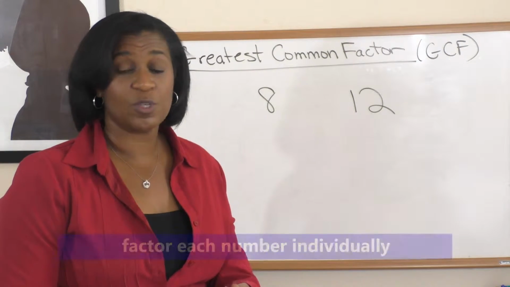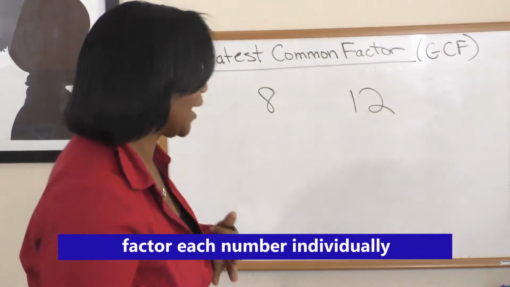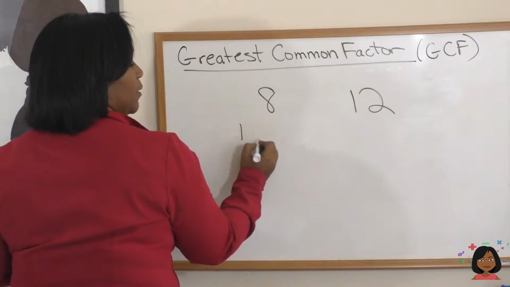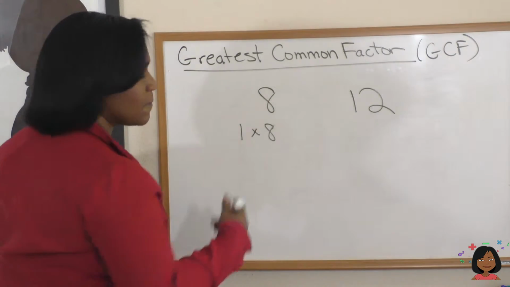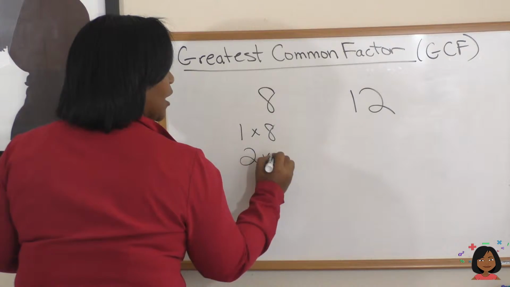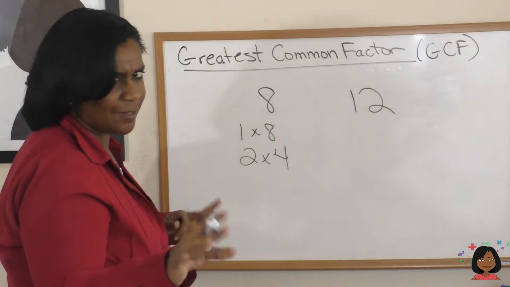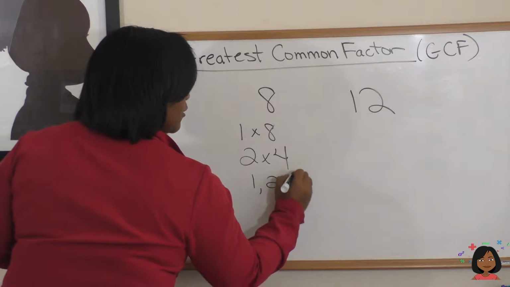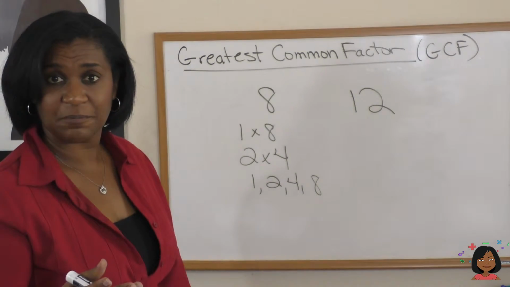Well, the first thing we do is we factor each number individually. Let's start with the 8. What are the factors of 8? Well, we know 1 times 8 is 8. What else? 2 times 4 is 8. Anything else? Oh, that's it. So let's just write them down. 1, 2, 4, and 8 are the factors of 8.